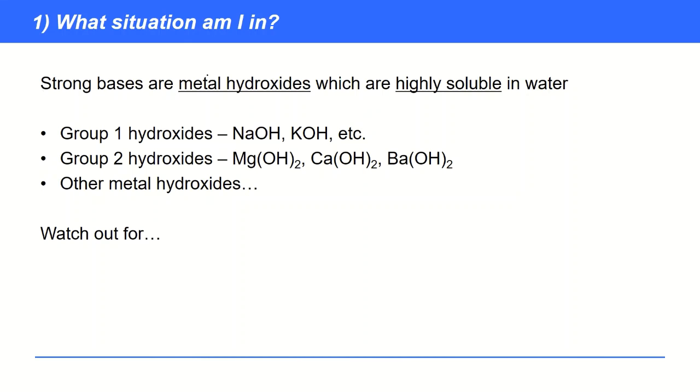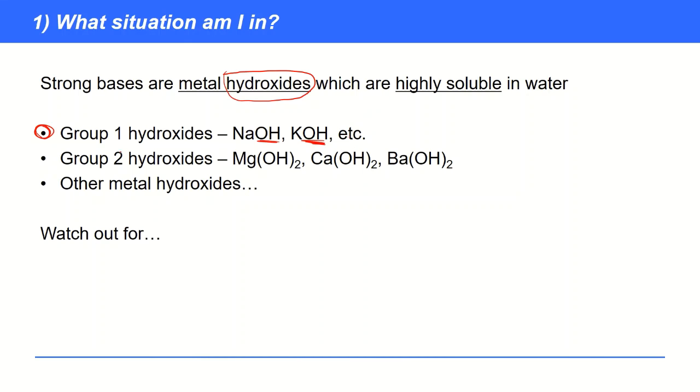Well, strong bases are metal hydroxides, so you're always looking in a strong base pH calculation for something hydroxide, and it should be a metal on the front. In addition, they need to be highly soluble in water, and we'll see why in a second. So the most common ones are these group 1 hydroxides, so things like sodium hydroxide, potassium hydroxide. They're probably 1 and 2 in terms of most popular, but you could have things like rubidium, cesium, lithium hydroxide as well.